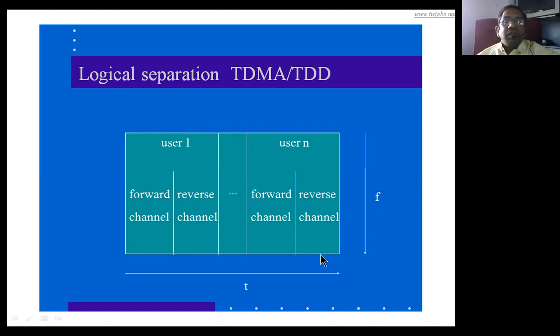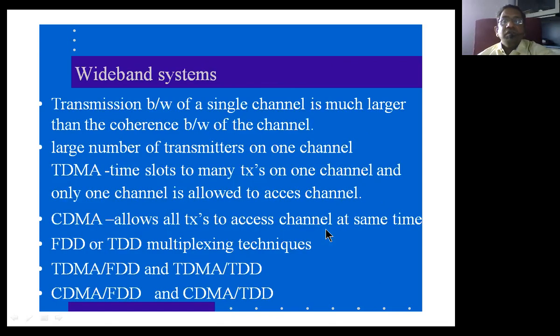So that means every user, user one, user two, user three, has been given a fixed time slot. And this user one is divided into forward channel and reverse channel based on the time slots. The frequency band allocated for all the users is going to be the same in the case of the TDMA, TDD kind of technique. So these are the techniques where the system is normally going to be designed based on this kind of technique.